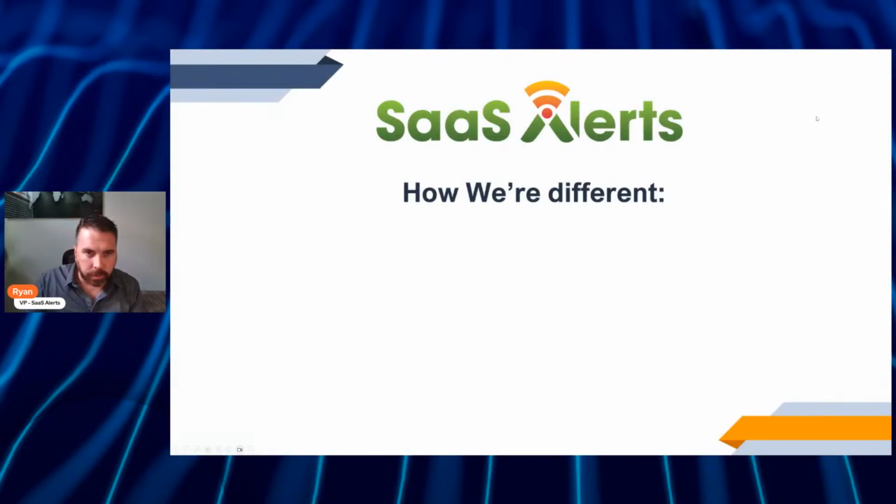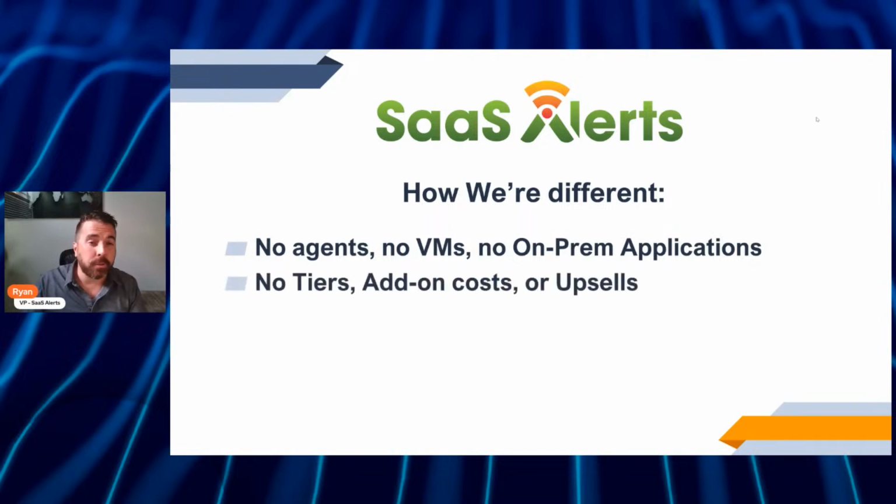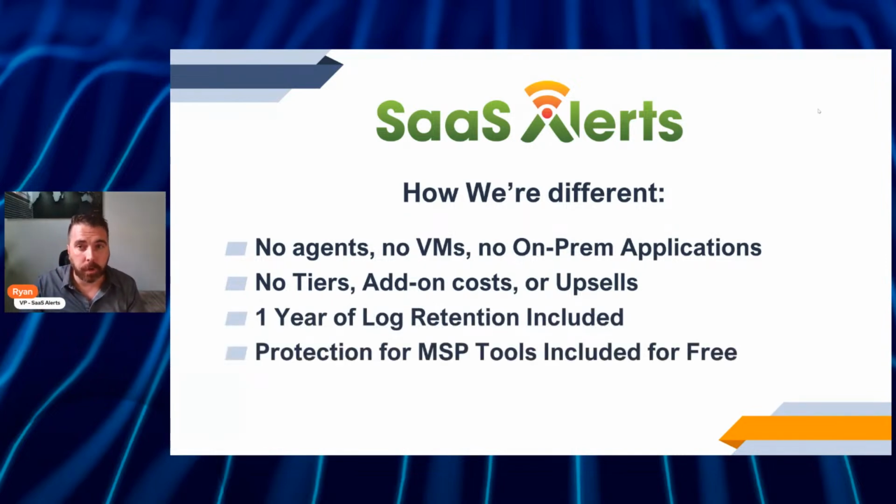So in short, how we're different from a SOC or a SIEM or any of those things that just add more tickets to your system. We have no agents, no VMs that you have to run, and no on-prem applications that you have to maintain. There are no tiers to the way that we're built. There's no add-on costs or upsells. Everything I just showed you is included in an extremely low price of 80 cents per user. We keep 1 year of log retention automatically, and we protect your MSP tools for free.